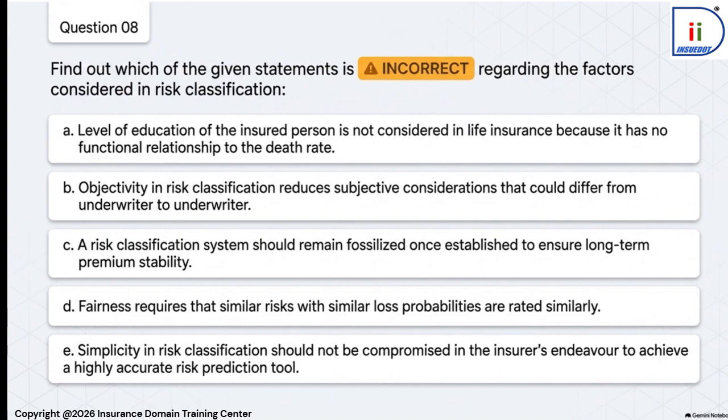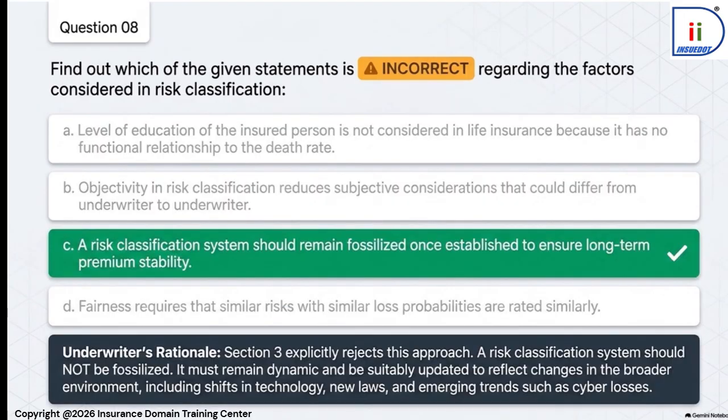Have you chosen the answer? Pause the video if you need some more time. The correct answer is option C. A risk classification system should remain fossilized once established to ensure long-term premium stability. A risk classification system should not be fossilized. It must be dynamic and suitably updated to reflect changes in the environment, like technology, laws, and emerging trends like cyber losses.